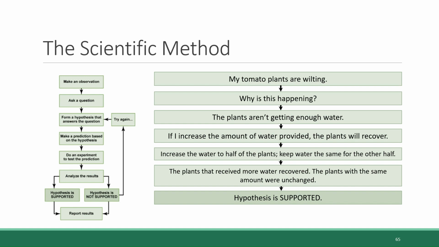But let's say we run the experiment and the results show that the plants that received more water recovered, while the plants that kept receiving the same amount of water were unchanged. This means that our hypothesis is supported, and the conclusion or the result is that insufficient water was the cause of the plants wilting.